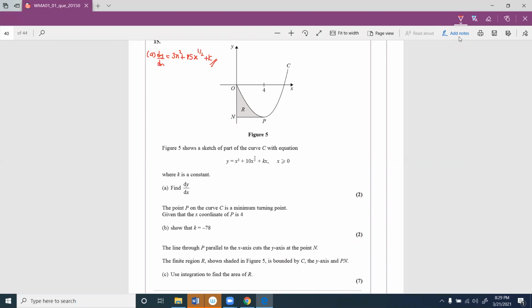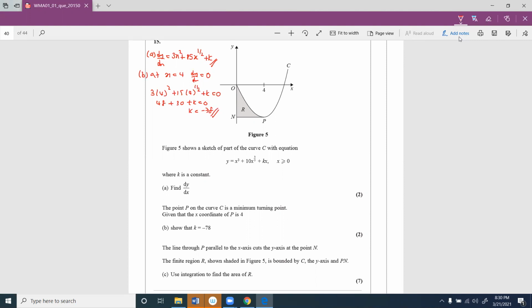The point P on a curve is a minimum point, given that the x coordinate of P is 4. Therefore, in part B, you have to find the value of k. At x equals 4, dy by dx is equal to 0. Then you can write 3 times 4 squared plus 15 times 4 to the power half plus k equals 0. 16 into 3 is 48, plus 30, plus k equals 0. Therefore k equals minus 78. Simply you get this answer.